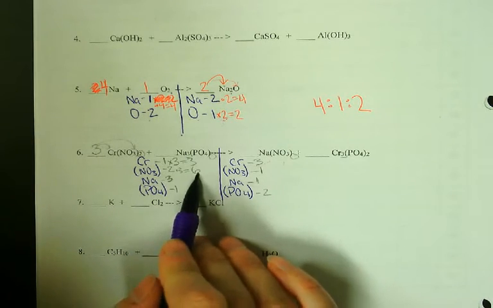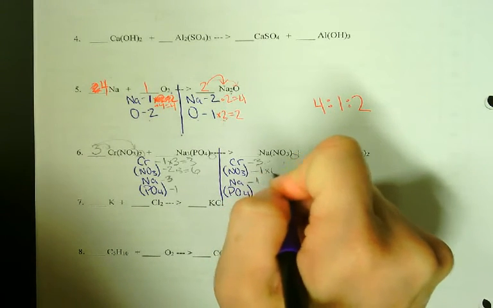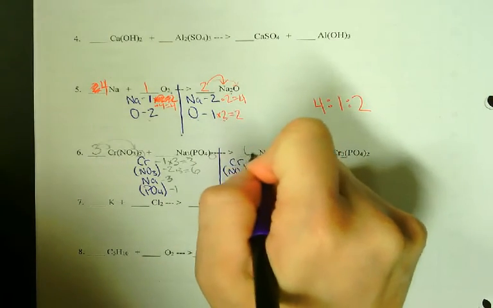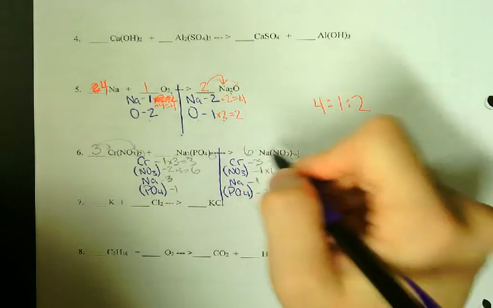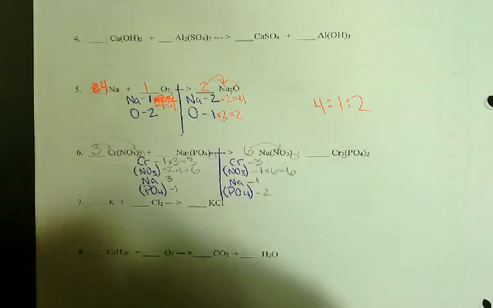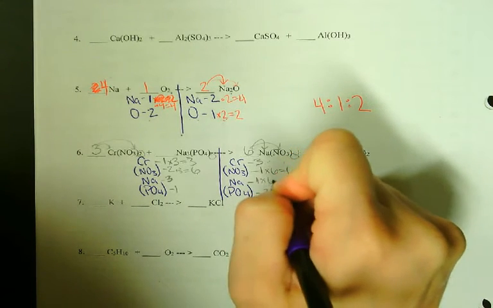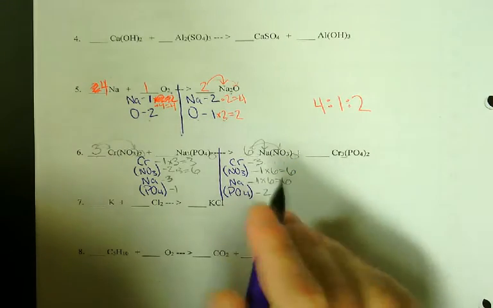So balancing from the top down, my 3's are balanced up top, my chromiums. My nitrate has 6 on the reactant side. So on the product side, I'm going to multiply it by 6. Okay. So I'm going to put the number I'm multiplying by right there. So that gives me 6 times 1, 6 nitrate. But it also gives me 6 times 1, 6 sodium.